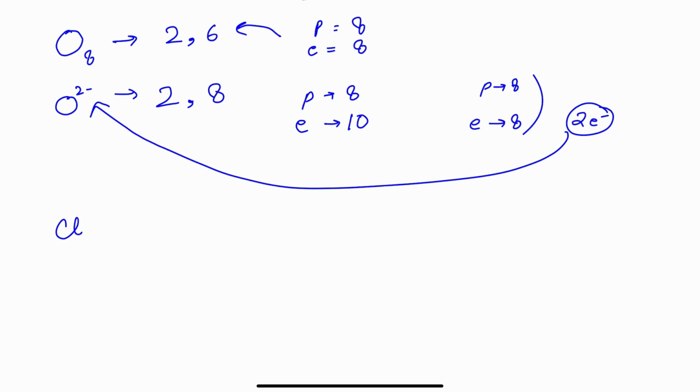Same with chlorine. Chlorine has atomic number 17, so the electronic configuration for chlorine will be 2, 8, 7.